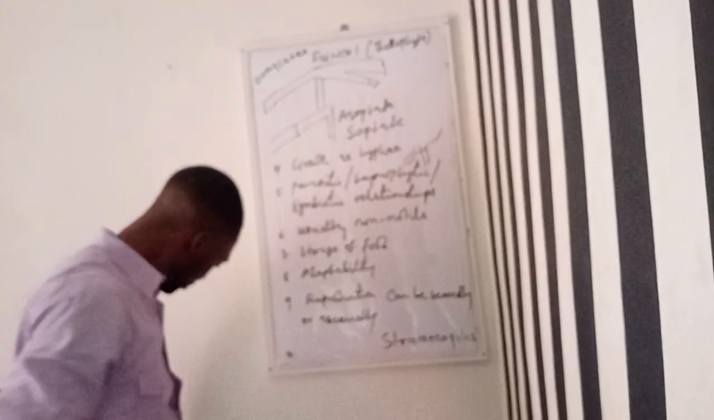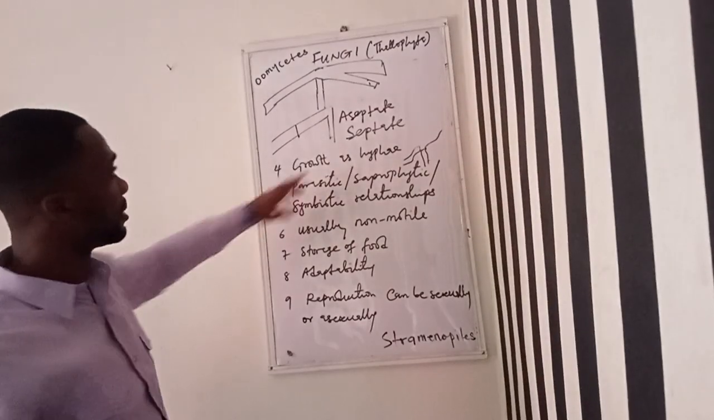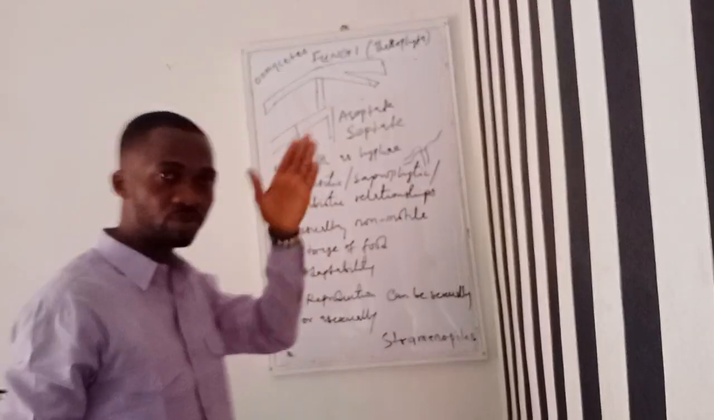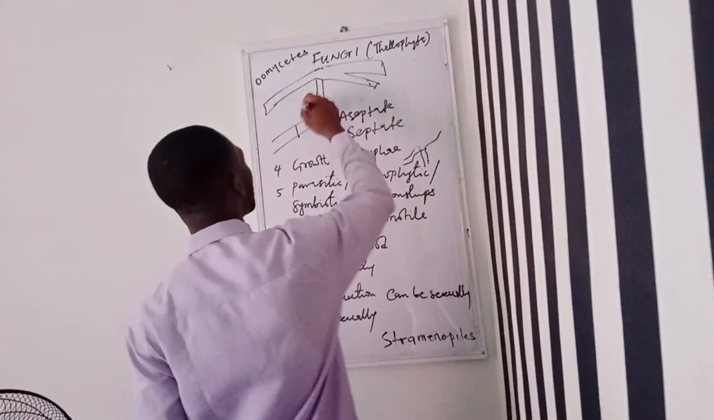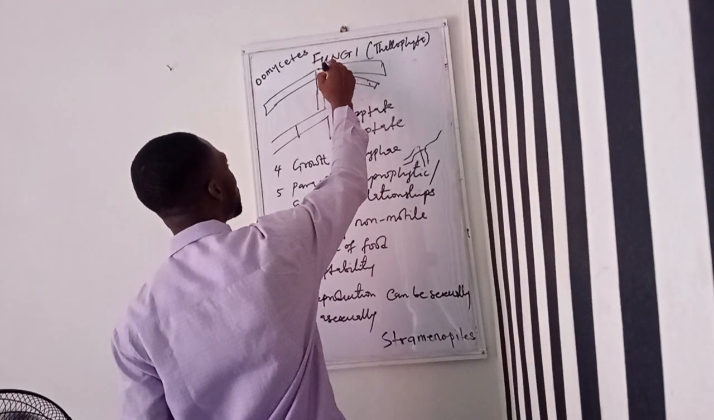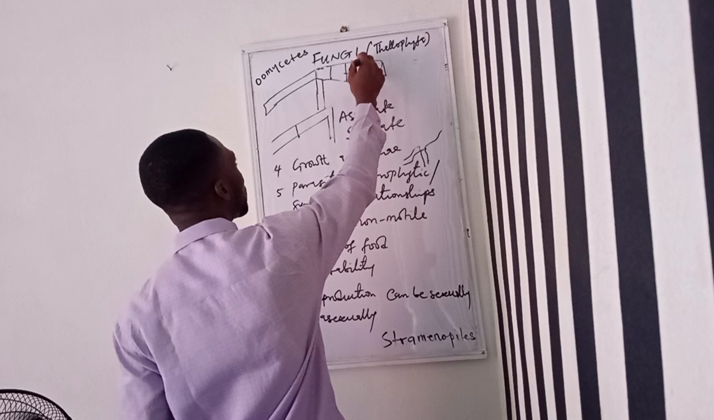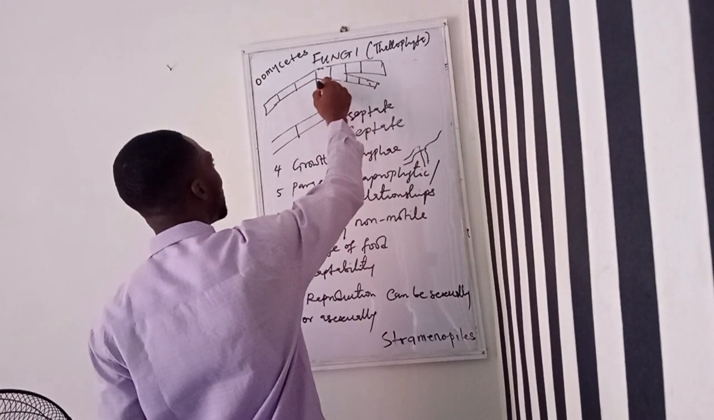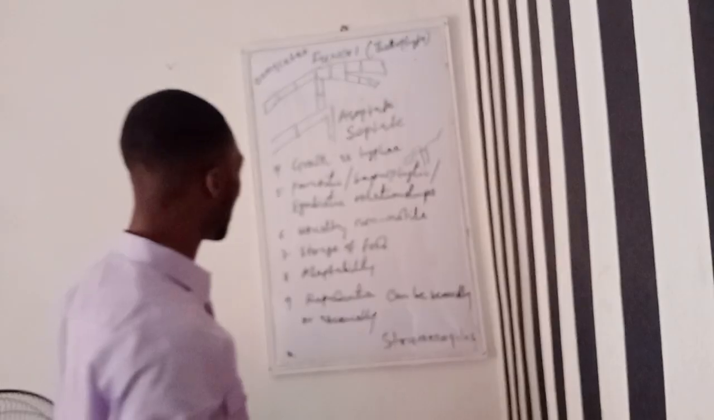So aseptate means not having cross walls, or not being divided by a septum. But septate means that it is divided by a septum. They have cross walls dividing them. So that is what we mean by that.